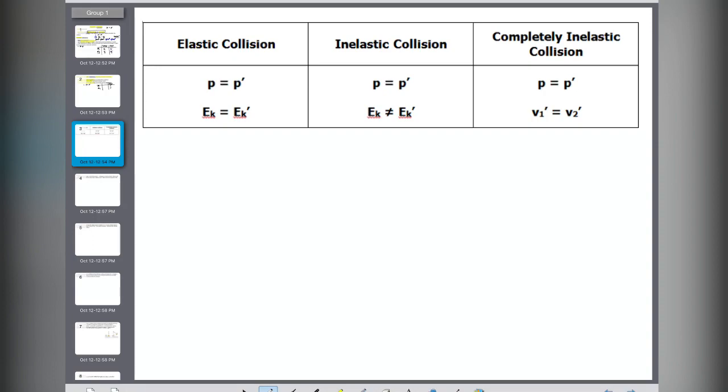Here is a chart summarizing it. Notice that for any type of collision we've talked about, no matter what kind, we have conservation of momentum. Elastic tells you EK equals EK prime, so we have conservation of kinetic energy. We don't have an extra equation for inelastic collisions. We probably wouldn't do any math for inelastic collisions, only talking about conservation of momentum. And finally, the third kind, completely inelastic, we have V1 prime equals V2 prime. So usually I would just go in and drop the 1 and 2.